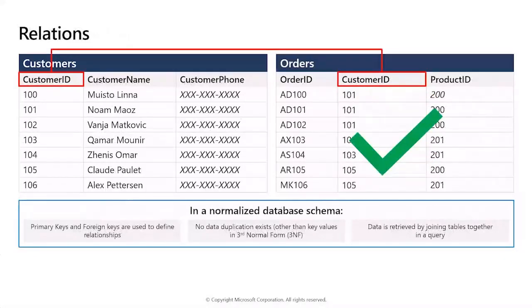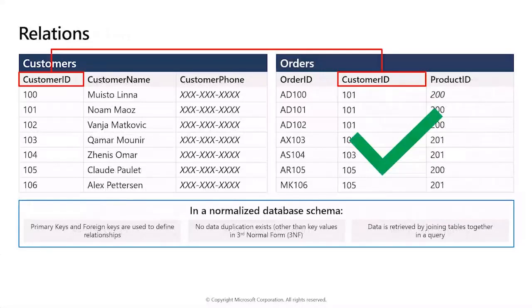So the orders table now contains both a customer ID and a product ID. Now the customer ID relates to the customer ID in the customer table, and similarly, the product ID will relate to the product ID in the products table. And so we typically design a relational database by creating these relational data models.